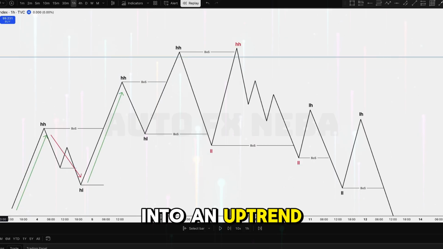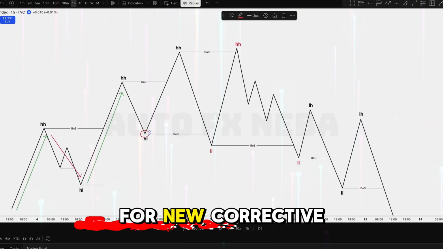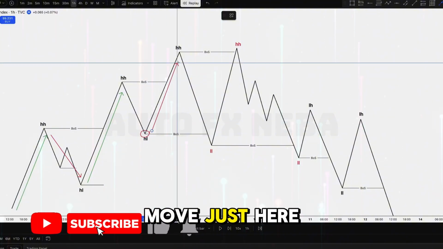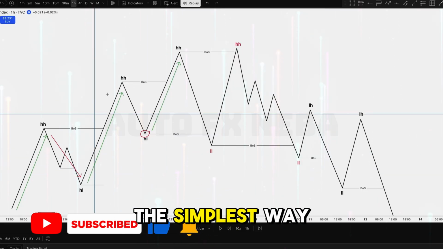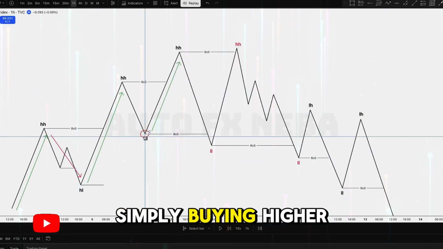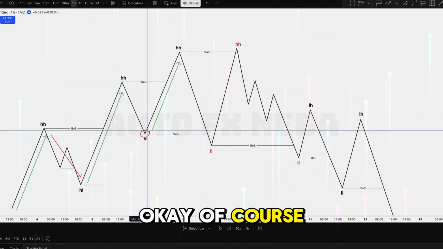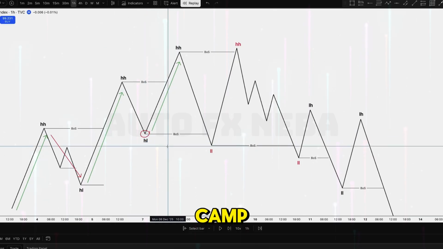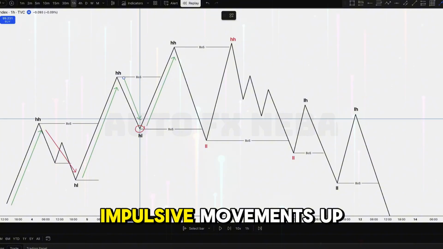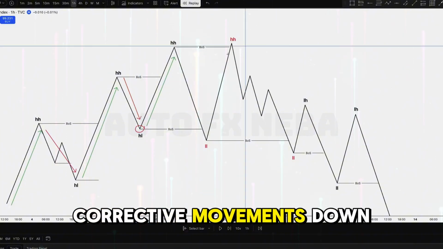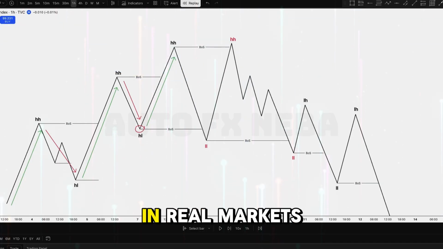This sets us into an uptrend, which therefore means we are going to look to buy the higher lows that form for new corrective moves. The new corrective move just here continues the impulsive upward trending price action. And that is the simplest way to trade continuation, simply buying higher lows when the market is continuing to form higher highs and higher lows, okay? Of course, how we do that will be discussed in the bootcamp in a future class. Our next class will start getting into that. But so far, we've basically got impulsive movements up, corrective movements down. That's an uptrend. Now, I've deliberately made this messy so you understand what to encounter in real markets.